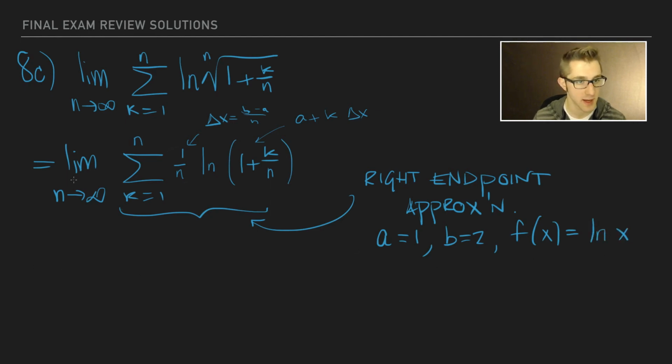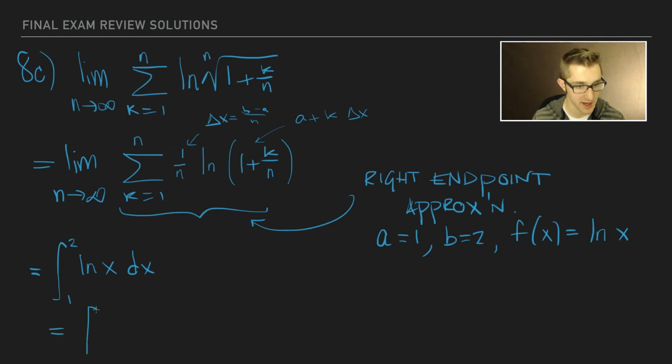Now that we have that, we're taking a limit as the number of subintervals in the approximation goes to infinity. This will converge then to the integral from a to b, so the integral from 1 to 2 of the natural log of x dx. So to evaluate the limit, we really just need to evaluate this integral.